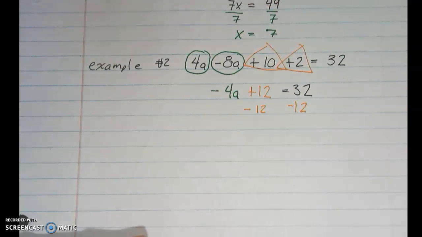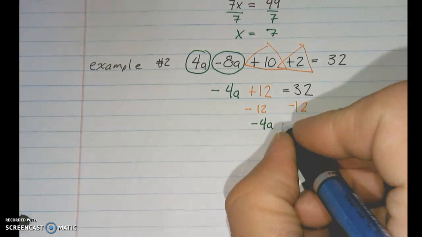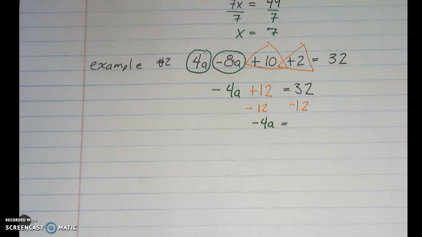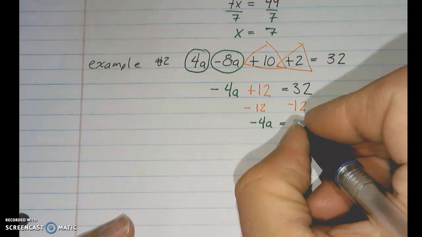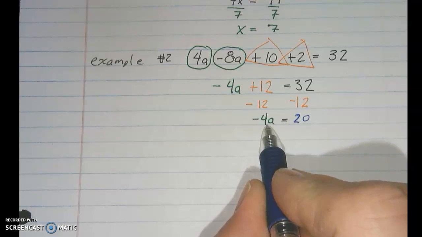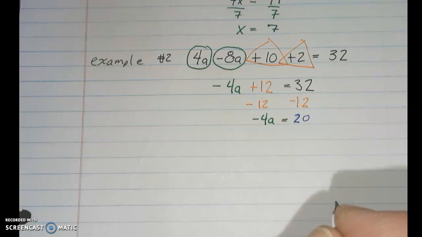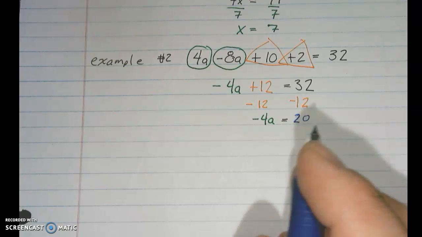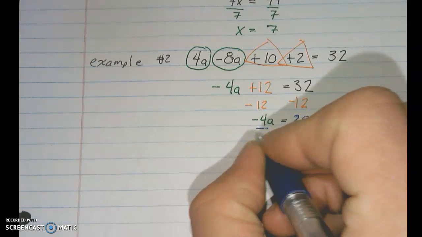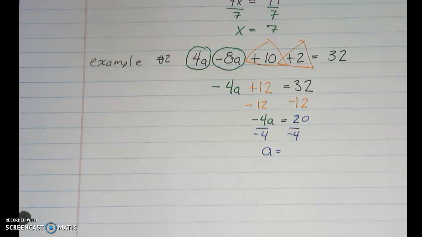So I didn't do anything with my 4a. I'm just going to go negative 4a equals, well, what's 32 minus 12? 20. Good job. All right. And then what kind of operation is negative 4a? Okay, we got to divide. Perfect. We got to divide. Division. Okay. So a is equal to, what's 20, or I just about screwed up there. What's 20 divided by negative 4?